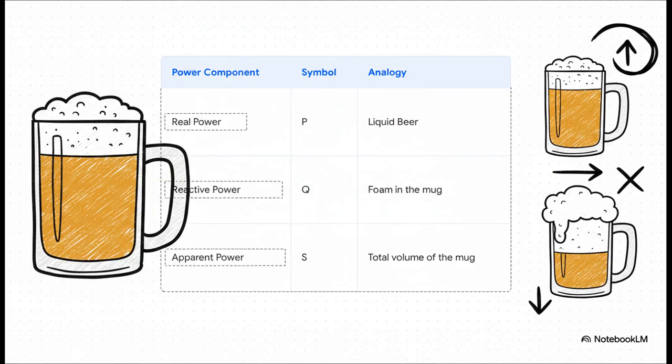So, here's the key takeaway, the most important part of this whole analogy. Power factor is just the ratio of the real power, the beer, to the apparent power, the whole mug. It's that simple. So a high power factor, something close to 1, means your mug is pretty much all beer, very little foam. Awesome. But a low power factor means your system has way too much foam and you're paying for a full mug, but getting a whole lot less useful work done.